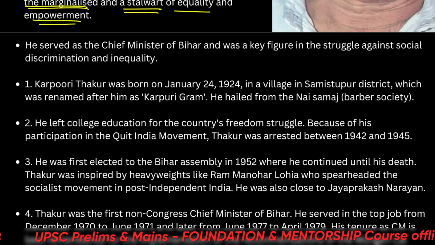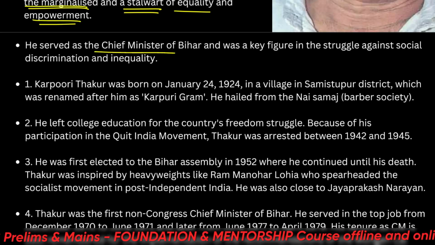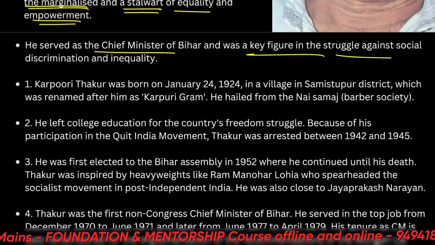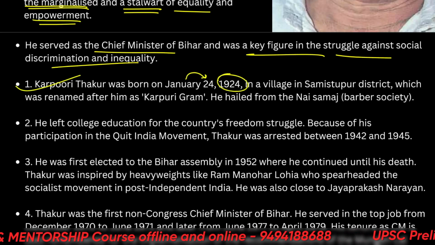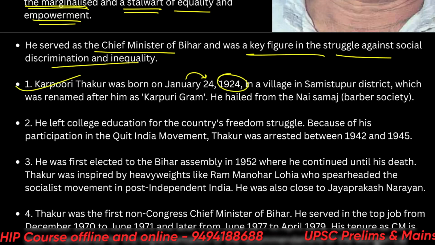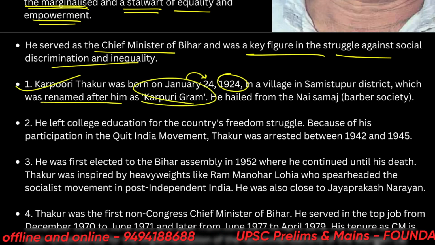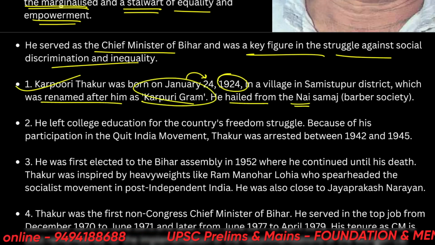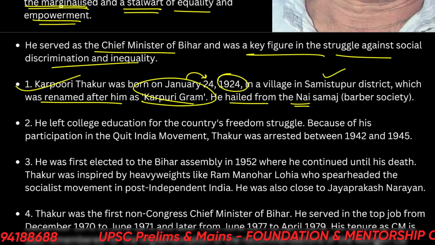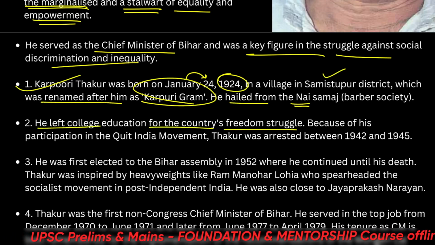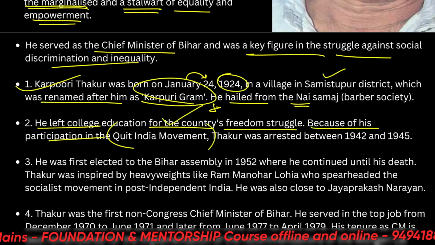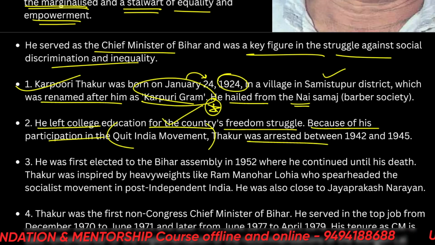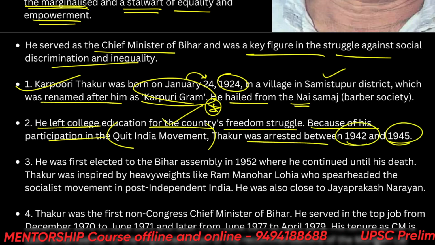Let's see some very small points. He served as the Chief Minister of Bihar and was a key figure in the struggle against social discrimination. He was born in January 1924, in pre-independence time, in a village later renamed after him as Karpuri Gram. He hailed from the Nai Samaj, that means barber. He left college education for the country's freedom struggle because of his participation in the Quit India movement. Please remember this fact. He was also arrested in 1942 and 1945.